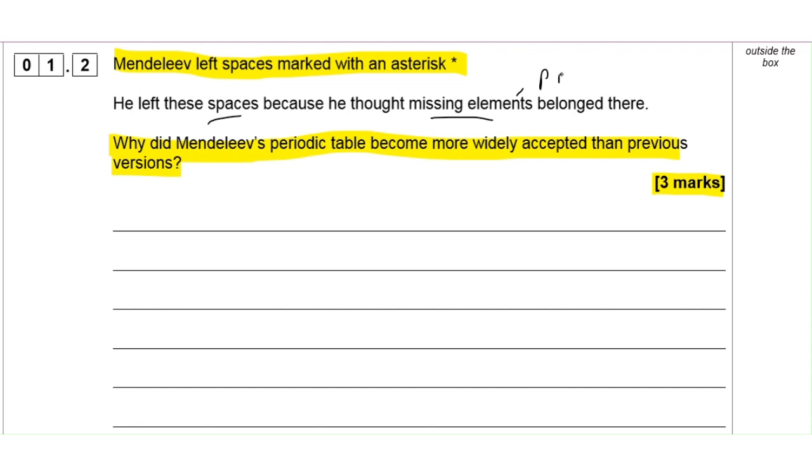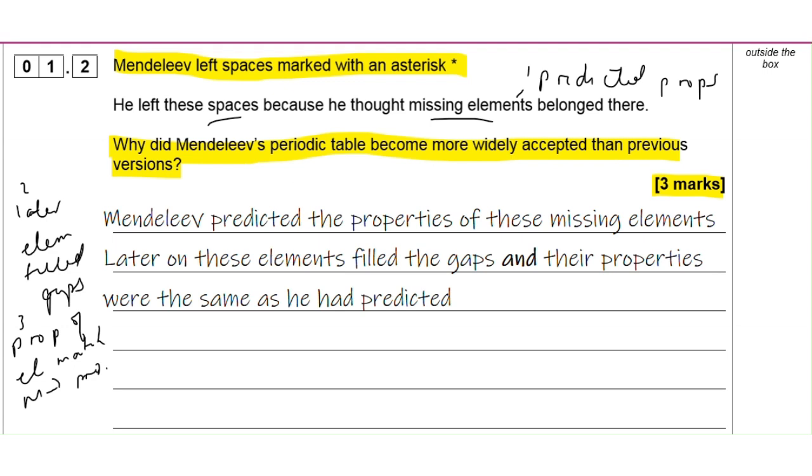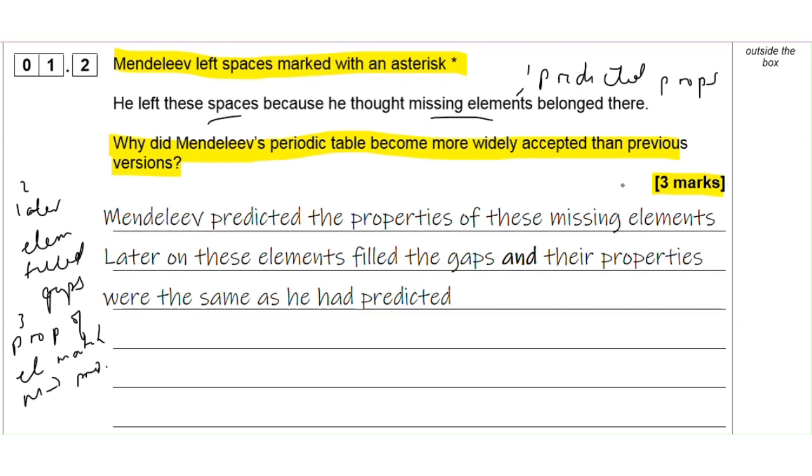He left those spaces where he thought those elements would be because he predicted that they had similar properties to other elements in those groups. Secondly, later on, these elements were actually discovered and filled those gaps. And finally, the properties of those elements which he predicted matched the actual properties of the elements that were discovered. So, to claim the 3 marks, Mendeleev predicted the properties of these missing elements. Later on, these elements filled the gaps and their properties were the same as he had predicted. 1, 2, 3 marks, back of the net.